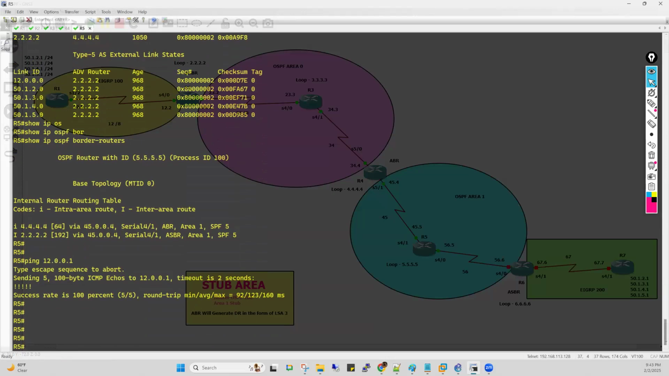Clear, guys? Anyone here who does not understand, let me know about type 1, type 2, type 3, type 4, type 5 LSA. Is this clear to everyone? Yes or no?